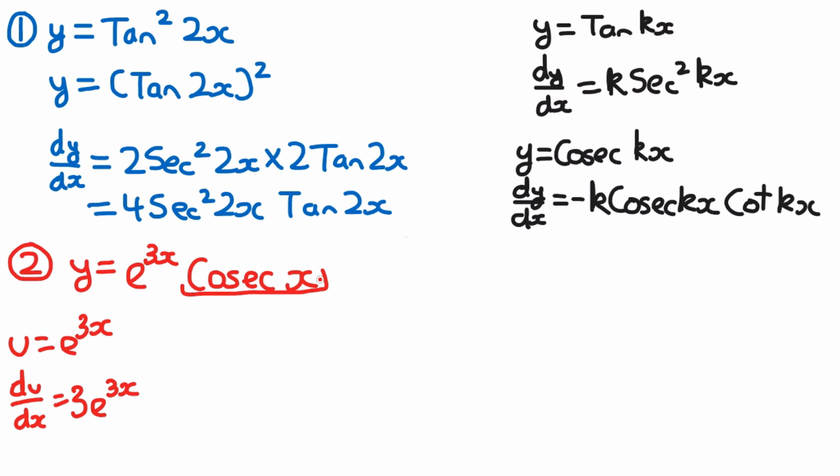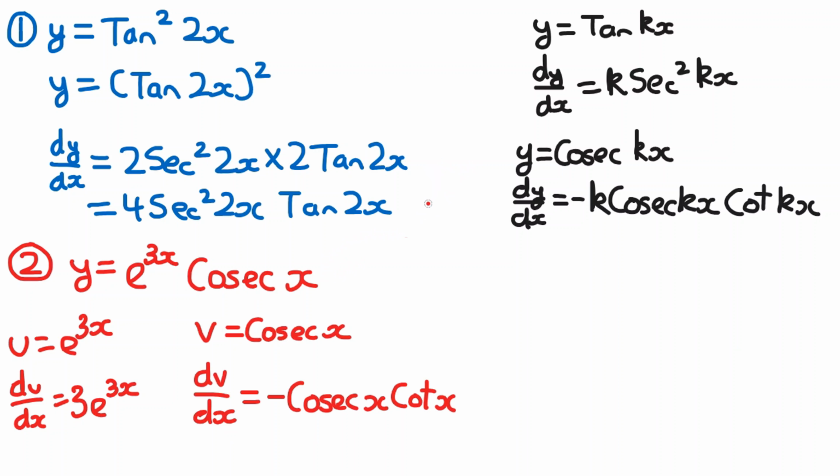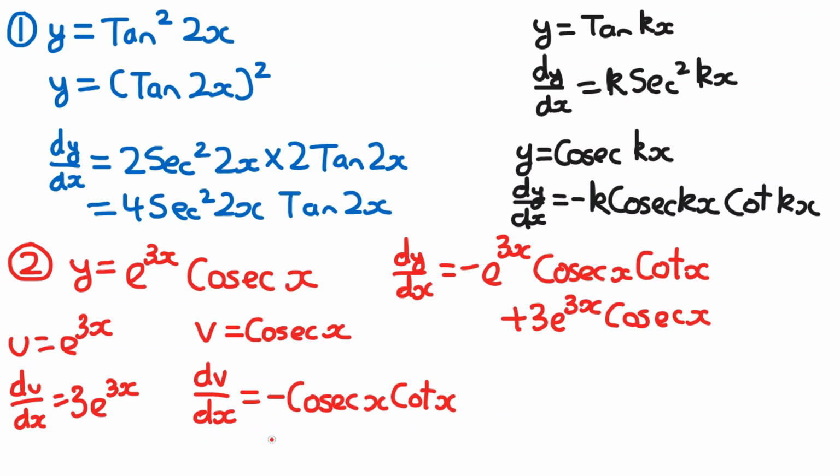and then we call the other function v, so v is equal to cosec of x, and if you differentiate cosec of x, this is given to you in the formula booklet with k just being 1 here, so we don't need to write the one part here. dv over dx is going to be minus cosec of x cot of x, like this here. So dy over dx is going to be u multiplied by dv over dx, so it's going to be minus e to the power of 3x cosec of x cot of x, and this is plus v multiplied by du over dx, which is going to be 3e to the power of 3x cosec of x. You could factorize this because you have e to the power of 3x cosec of x common in both terms to simplify it slightly, but you don't need to.